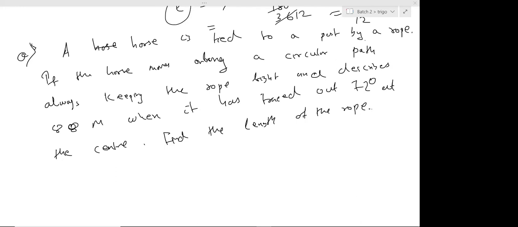Shaifullah, Rahman, have you solved this? Mazia?